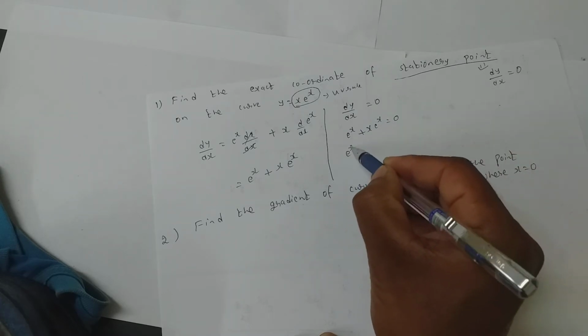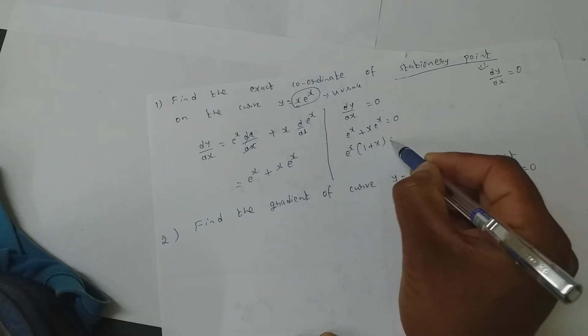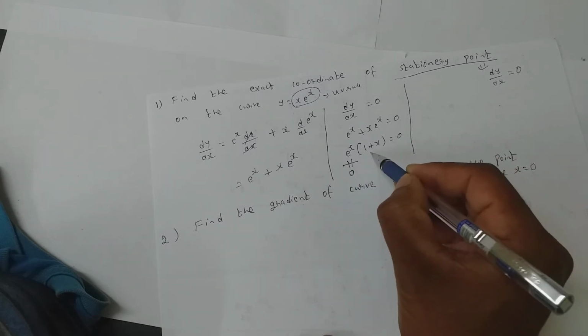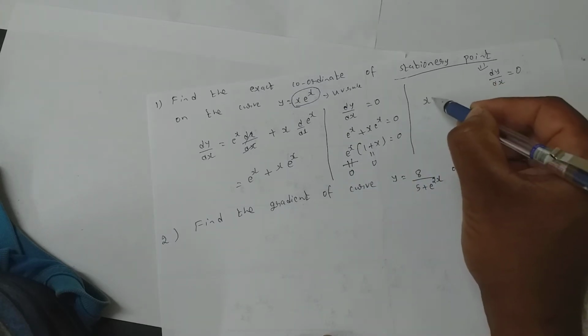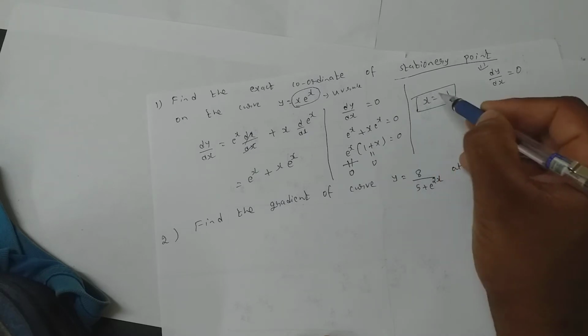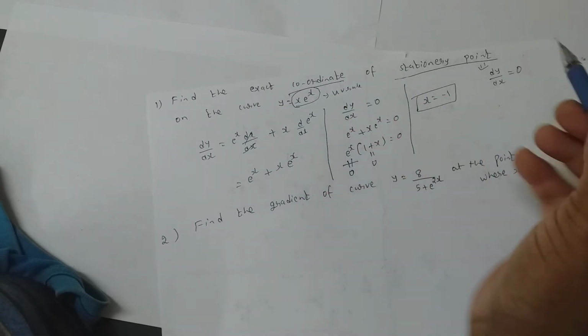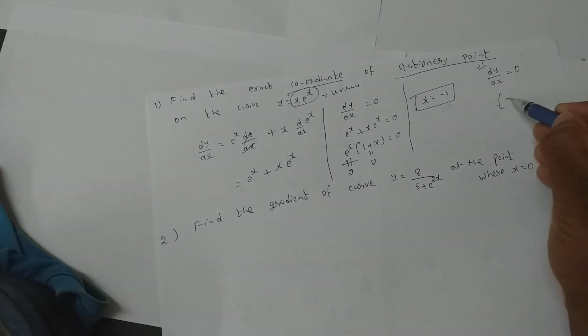I take e power x common. So 1 plus x equal to 0. E power x cannot be equal to 0. When this is equal to 0, x value equal to minus 1. They are asking the exact coordinate, not just x. They even want the value of y.